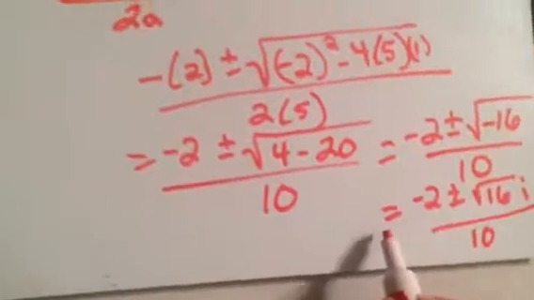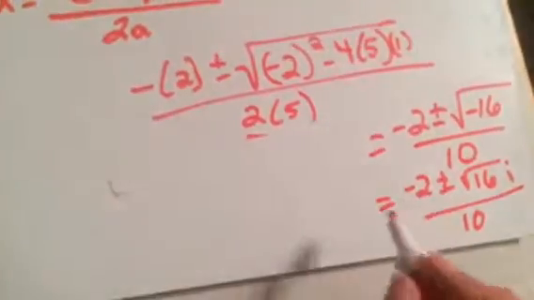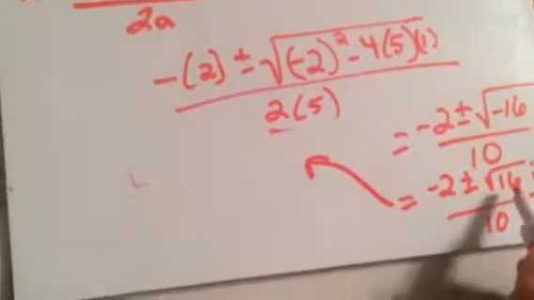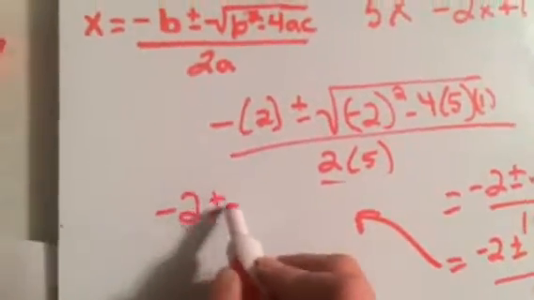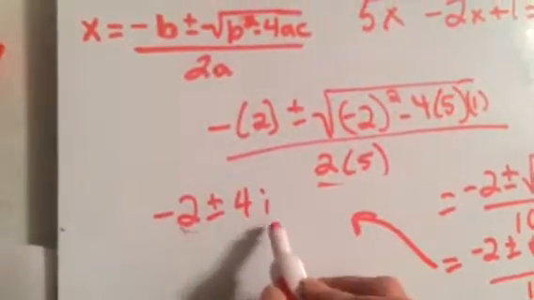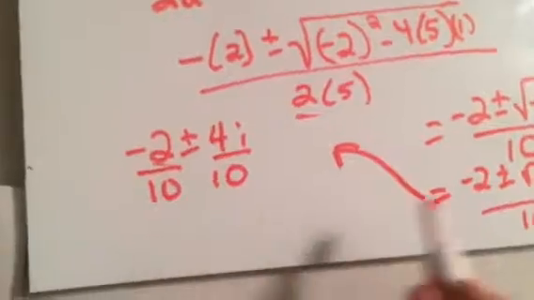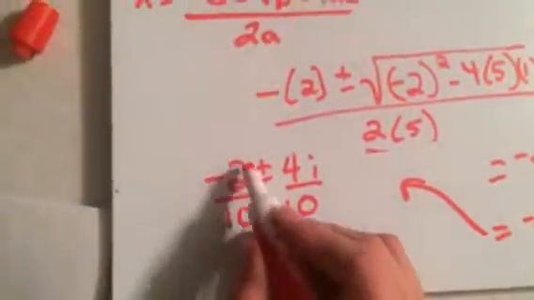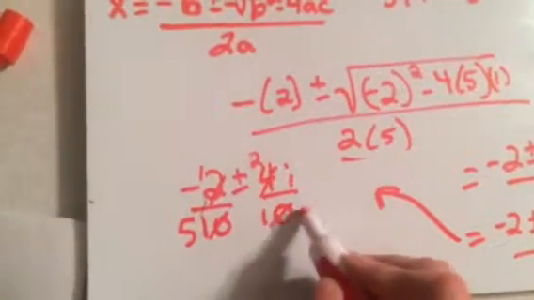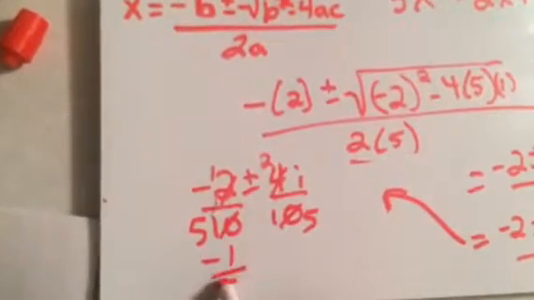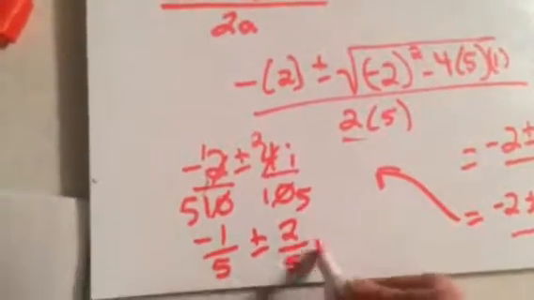And I'm kind of running out of room. So then the square root of 16 will be 4, so we'll have negative 2 plus or minus 4i. Then we will separate out our denominator. And then here that can cancel to a 1 and a 5, 2 and a 5, so we'll have negative 1/5 plus or minus 2/5 i.